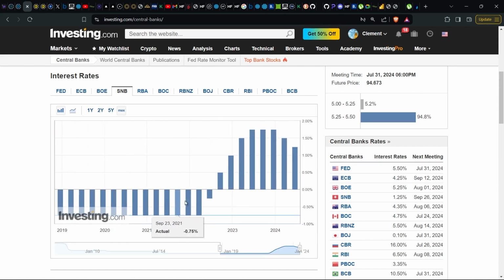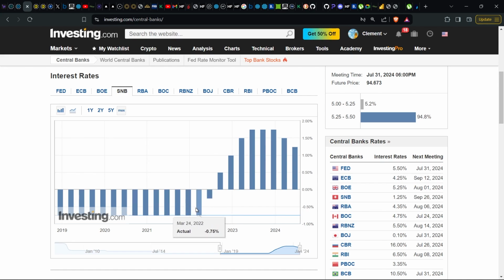Okay, so talking about the Swiss National Bank, you can see them. They also started in 2022, but mid 2022, because for these guys they only have 4 meetings in a year. If you look at the Fed, they have several, I think 7 or 8. But for the Swiss National Bank, the Switzerland economy, they only have 4 meetings in a year, right?